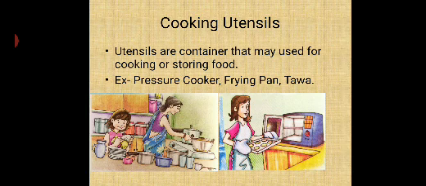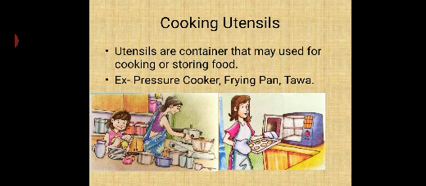The next topic is cooking utensils. My dear students, cooking cannot be done without utensils. And what are utensils? Utensils are containers that are used for cooking or storing food. For preparing different types of food, different types of utensils are used. For example, for preparing pulses, a pressure cooker is used. For frying samosas or something else, we use a frying pan. For making chapati, we use a tawa, an iron tawa, isn't it?